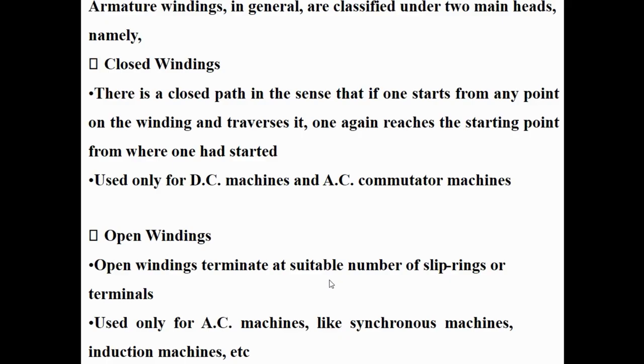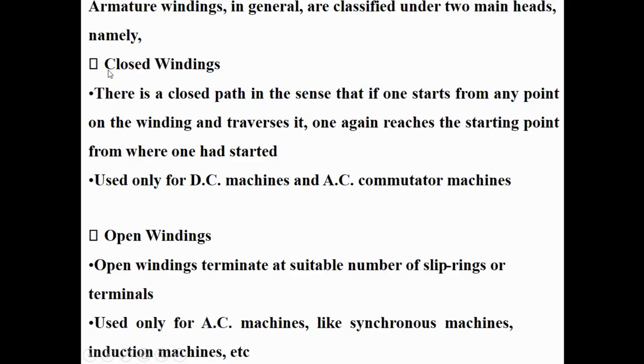Now another thing is that armature windings in general are classified under two main heads, namely closed winding. What is closed winding? They are in a closed path, in the sense that if one starts from any point of the winding and traverses it, one reaches the starting point from where one had started. This is used only in DC and AC commutator machines. What is open winding? Open winding is most common, and it is used in all AC machines, right? So that is all about the preliminary.